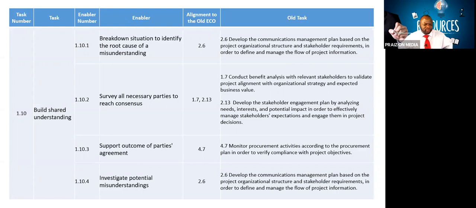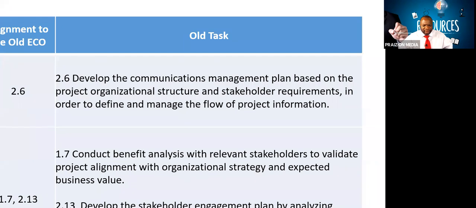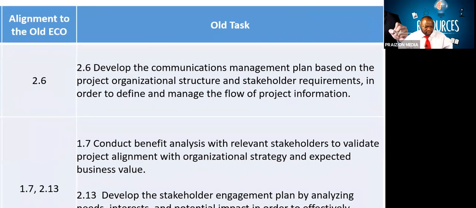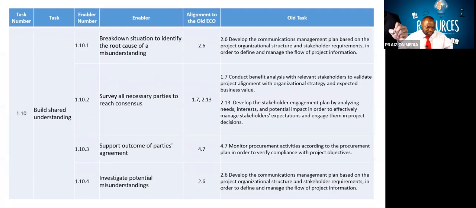Now, to understand where this is coming from, let's take a look at the old content outline for clarity. So first of all, we're talking about developing the communications management plan, because guess what? This will help us to break down the situation. However, we're going to communicate based on the organizational structure and the stakeholder requirements in order to define and manage the flow of project information. However that's defined, we want to follow that.